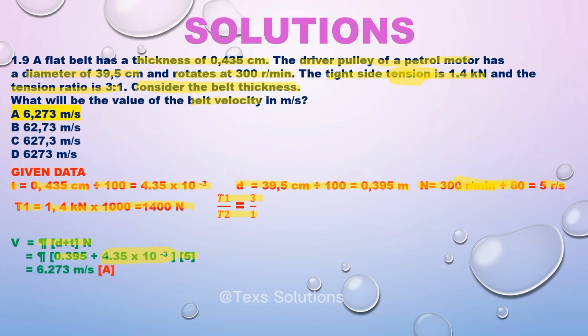So we will now get the final velocity of the belt, which now includes the thickness, as 6.273 meters per second. So the correct answer we should have chosen here was A, which is equal to 6.273 meters per second. Thank you for watching today's lesson.